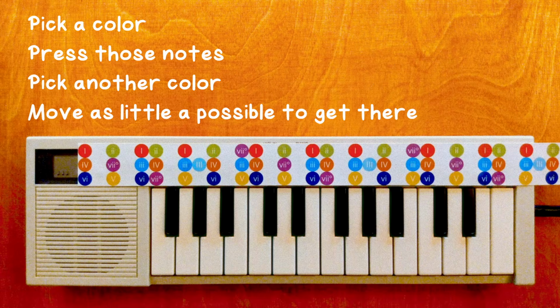You pick a color, 3 dots as close together as possible, and you press those notes. Then you pick another color, and you move as little as possible to get there. That's it. That's all there is to it. You just repeat it over and over. Anyone can do it in seconds. A 5-year-old or a jazz veteran. Because music is an infinite game. There's no winning it. The goal is to keep improving the quality of play, the joy of it.